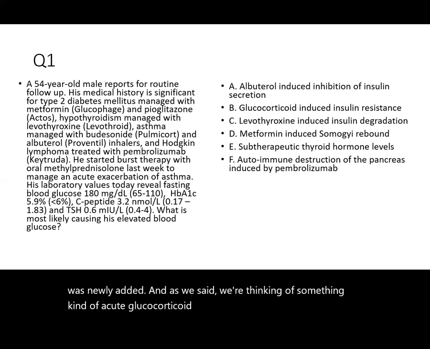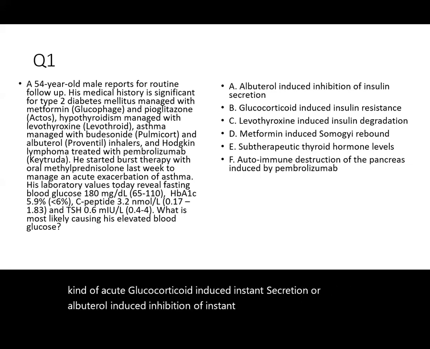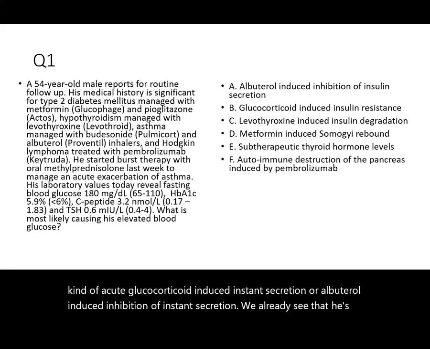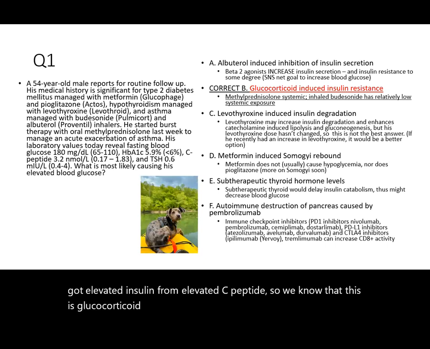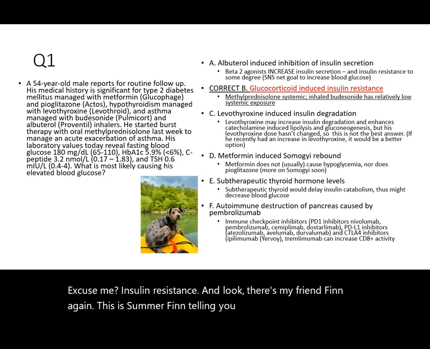Glucocorticoid-induced insulin secretion or albuterol-induced inhibition of insulin secretion. Well, we already see that he's got elevated insulin from elevated C-peptide, so we know that this is glucocorticoid-induced insulin secretion. Excuse me, insulin resistance. And look, there's my friend Finn again. This is Summer Finn telling you to focus on glucocorticoid-induced insulin resistance.